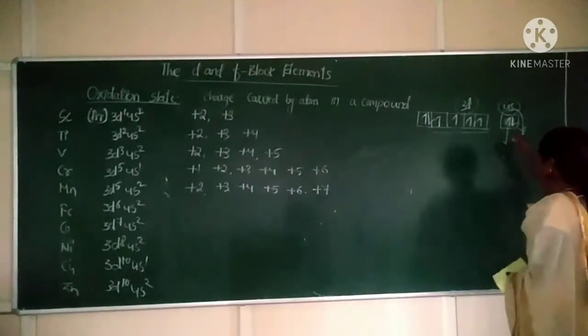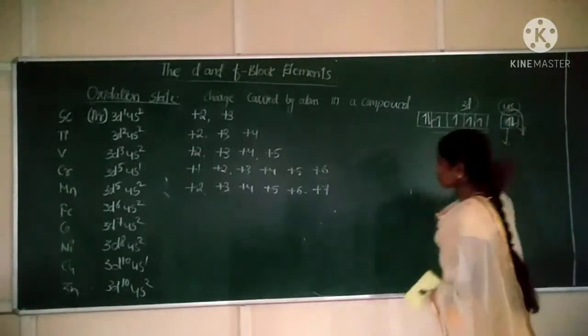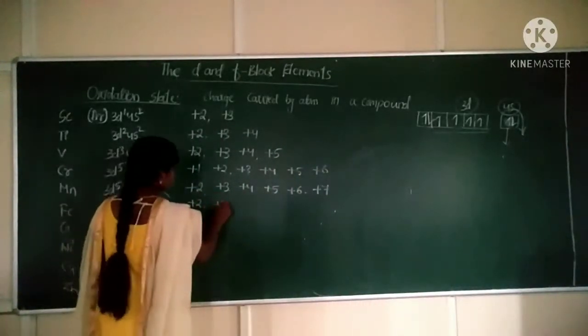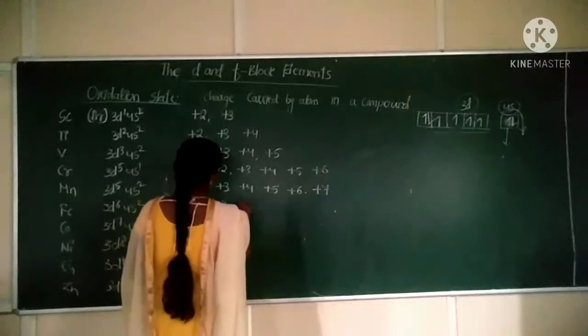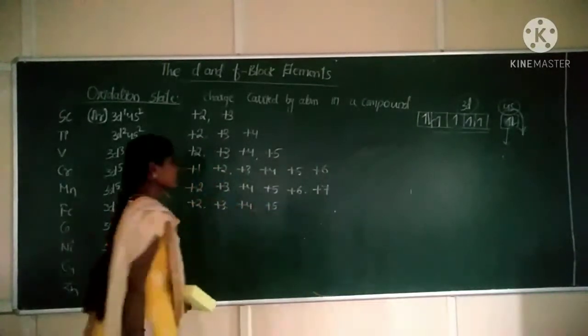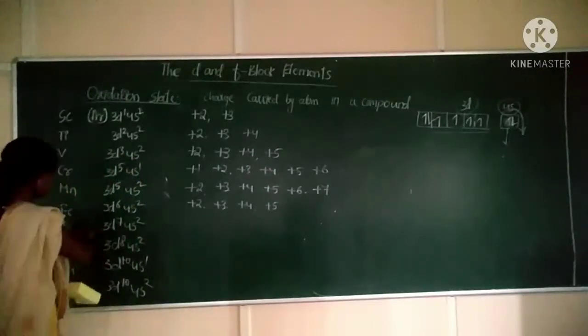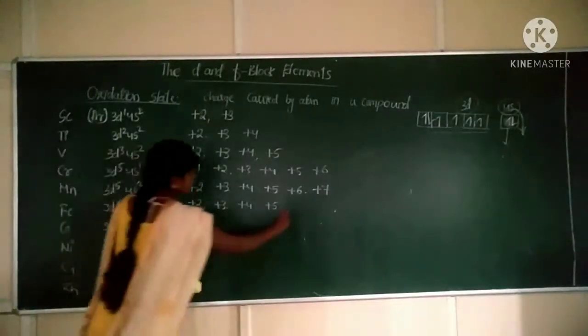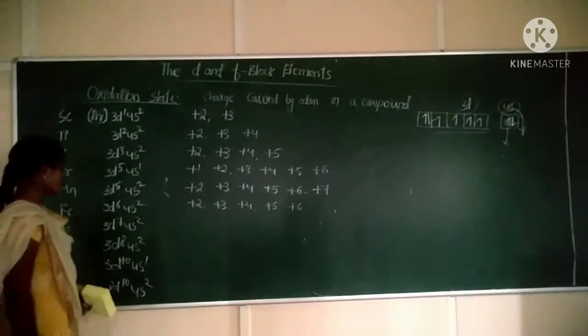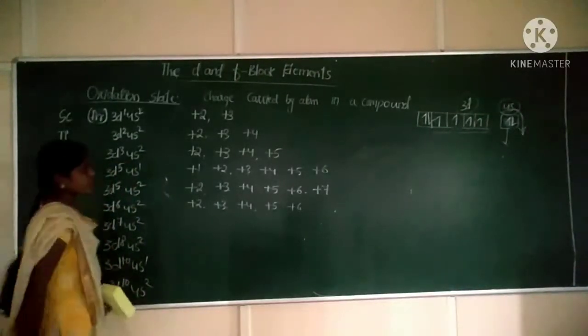At this time, it can have oxidation states of +2, +3, +4 up to +5 and +6. Up to +5 is possible. Clear? Next, for cobalt, even though you can write +6, the stable oxidation states will be +2 and +3 only.